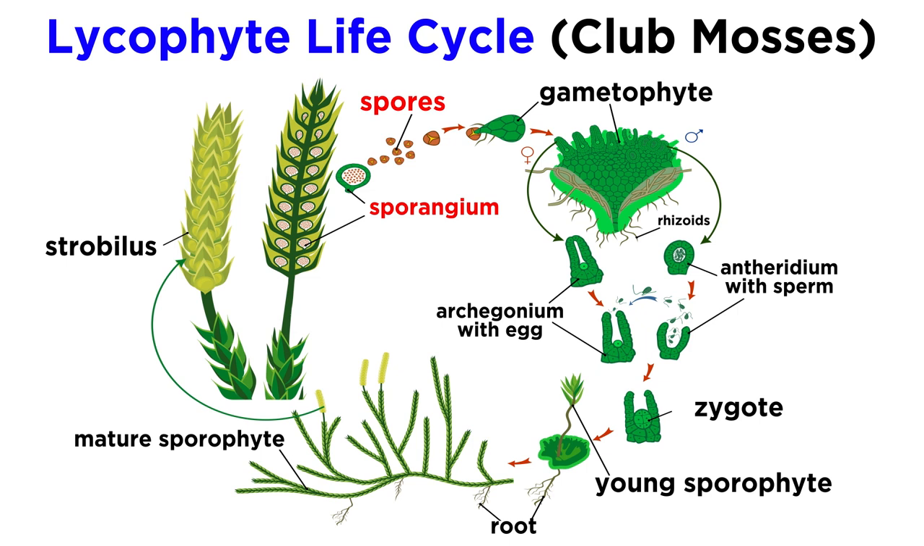The haploid spores can develop as part of the sporophyte body, or they can develop separately, either above or below the soil. There's quite a bit of variation within lycophytes in terms of how their spores develop into gametophytes, and there isn't a lot known about how lycophyte gametophytes develop.